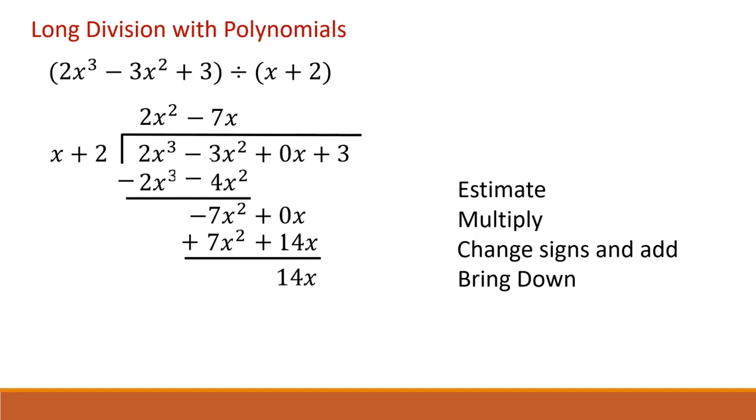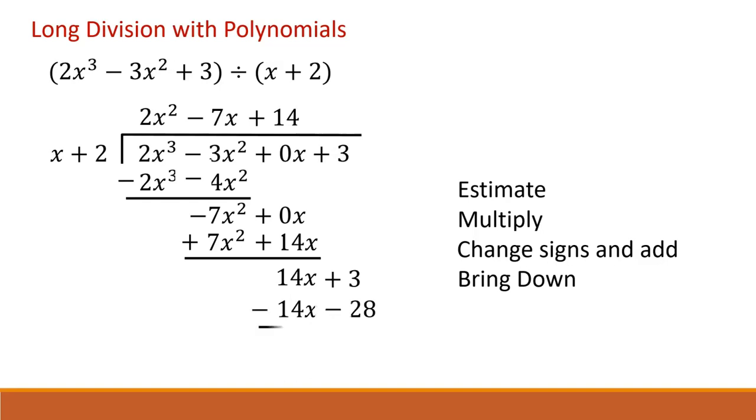Now maybe you can see why we needed that 0x term. We needed something to add that 14x to. And now the fourth step, bring down the last term. Now one more time, go to the top of our list, estimate. We'll look at the x in the x plus 2 and the 14x in the 14x plus 3 and ask ourselves, x times what is 14x? That's 14. Now multiply. 14 times x plus 2 is 14x plus 28.